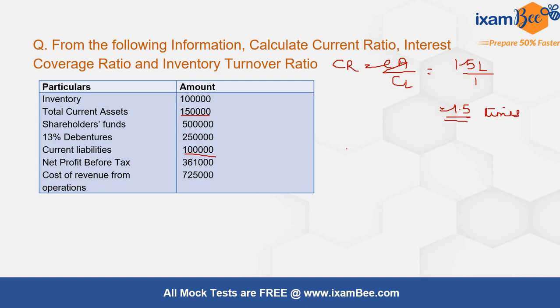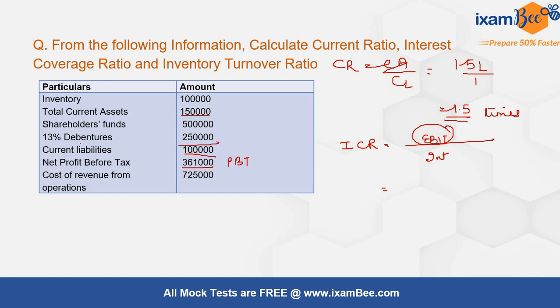The next is interest coverage ratio. ICR, a very important ratio for solvency. The formula is EBIT upon interest, the number of times profits are capable to cover the interest payments. So what is EBIT? Are we given EBIT? The answer is no. We are given net profit before tax. So we are given PBT. We are not given PBIT. So can we calculate interest?